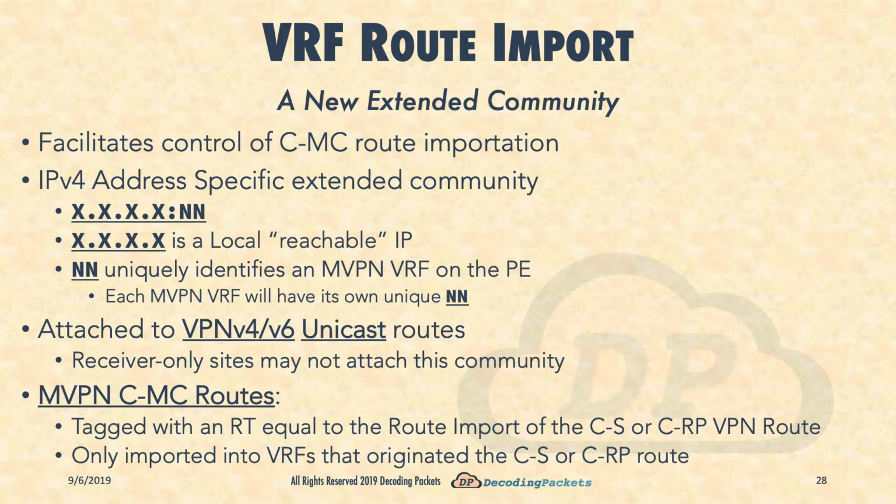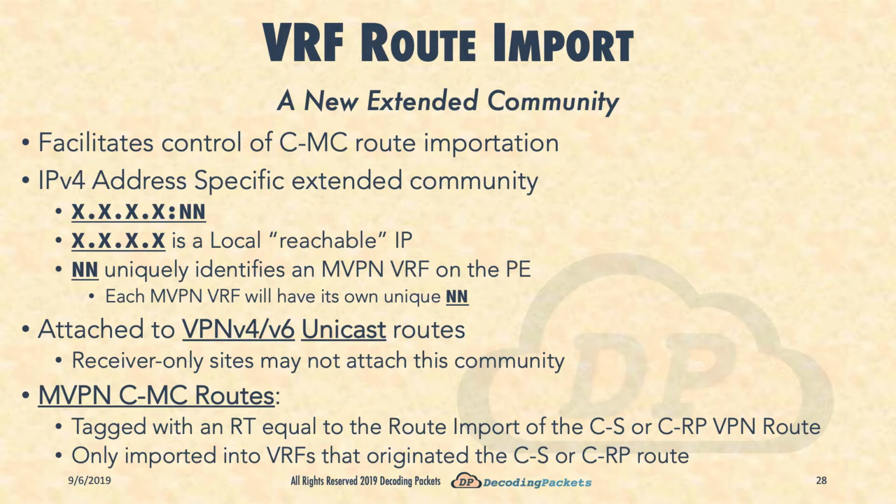A sharp viewer would have noticed that I have used the word originate quite a few times so far, but a PE just doesn't originate a community by itself, does it? So the community must be attached to a BGP NLRI, and herein lies the chicken and egg problem. You needed to understand the structure of the route import extended community before we could discuss how it is actually used in BGP MVPN. So let's get to it. The route import community is actually attached to, and this is interesting, the VPN v4 or VPN v6 unicast routes. Yep, you heard that correctly. VPN v4 or VPN v6 unicast routes.